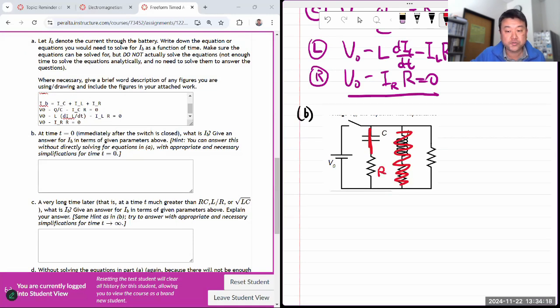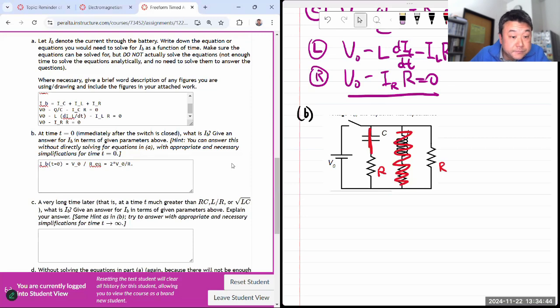So I got basically 2 resistors in parallel. I guess my IB at t equals 0 is simply the voltage V naught divided by the equivalent resistance, which should be half of the R from adding the 2 identical resistors in parallel. So it should be 2 times V naught divided by R.